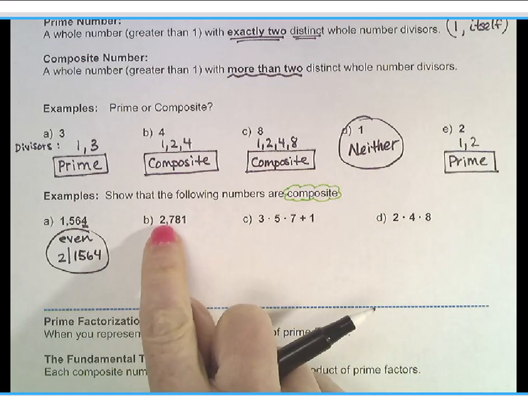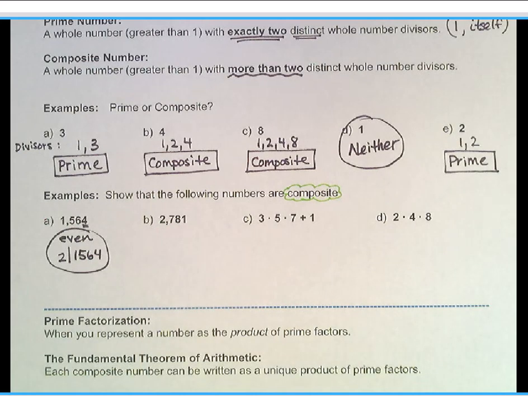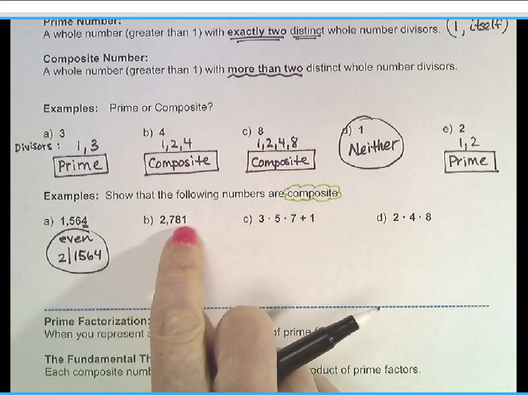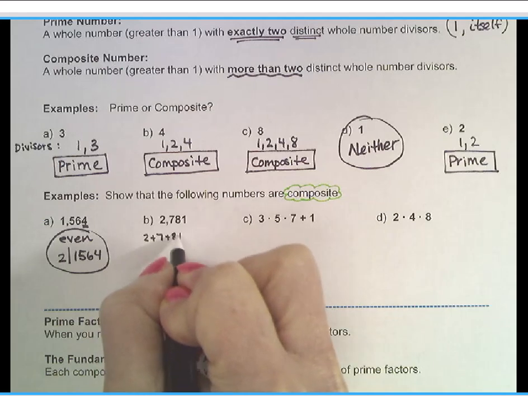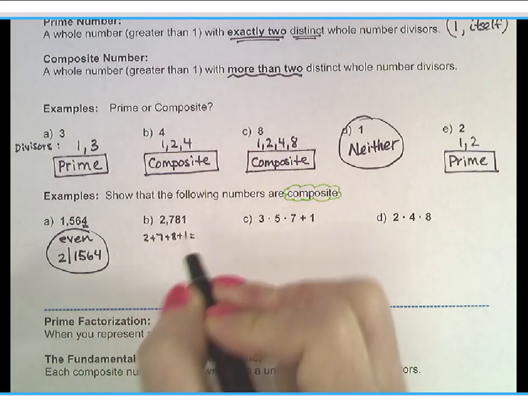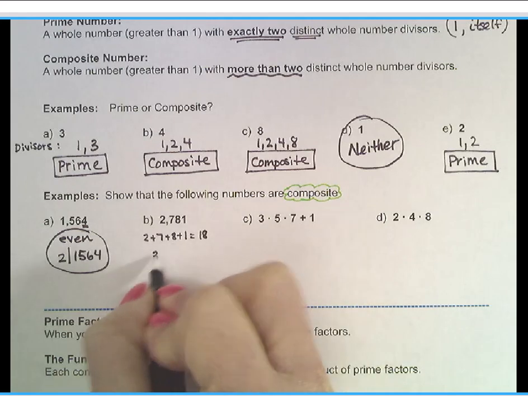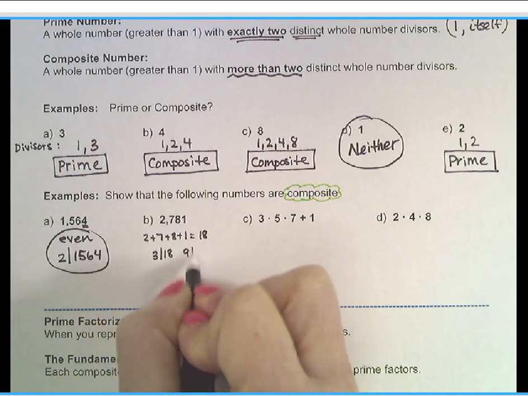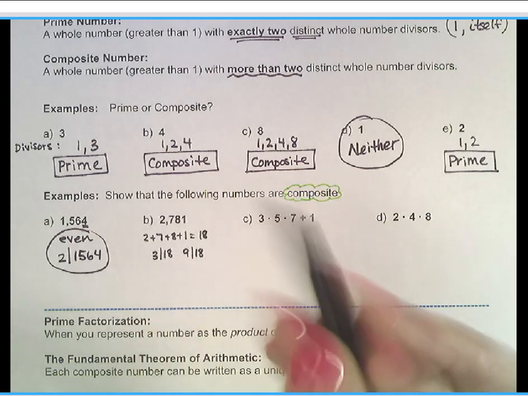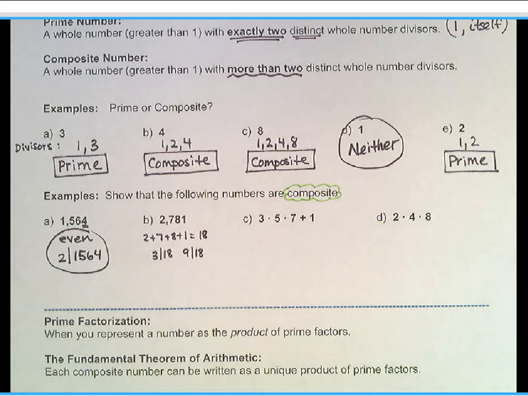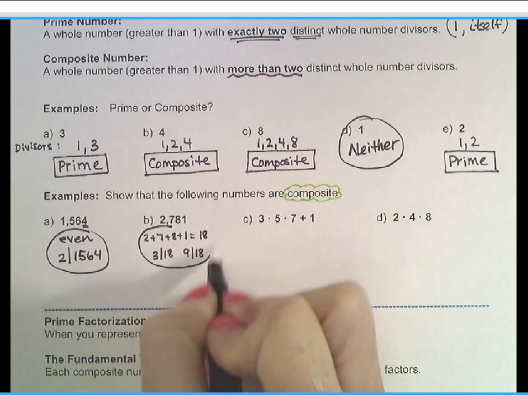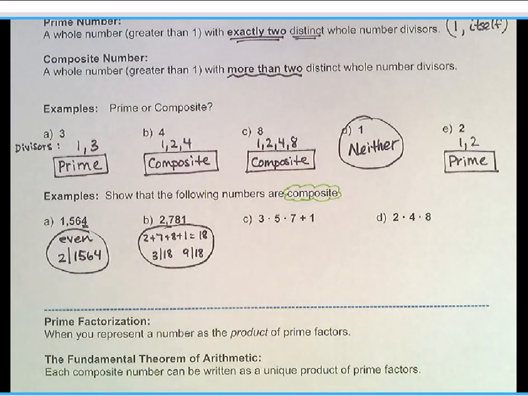How about this one? 2781. Well, this is where your divisibility rules come into play. It's not even, but what about the sum of the digits? If we do 2 plus 7 plus 8 plus 1, that's going to be a sum of 18. Well, you know what? 3 divides 18. Also, 9 divides 18. So we just found a bunch of divisors of 2781. So that one's composite. We used divisibility rules for 3 to figure that one out. And you just have to find one other number that divides into 2781 to show that it's composite.